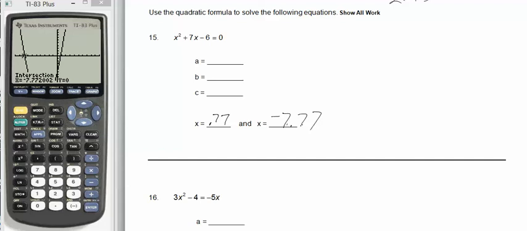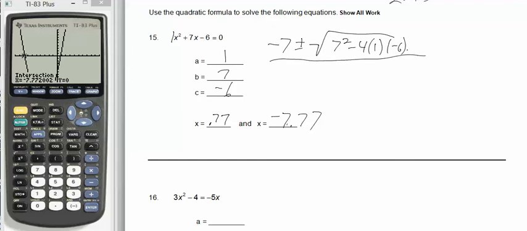7.77. If we were doing it with the quadratic equation, remember we would do A is 1, B is 7, and C is negative 6. And we would use our formula, so minus B, this would be on your formula chart, plus or minus the square root of B squared minus 4 times whatever A is and whatever C is, and all over 2 times whatever A is.